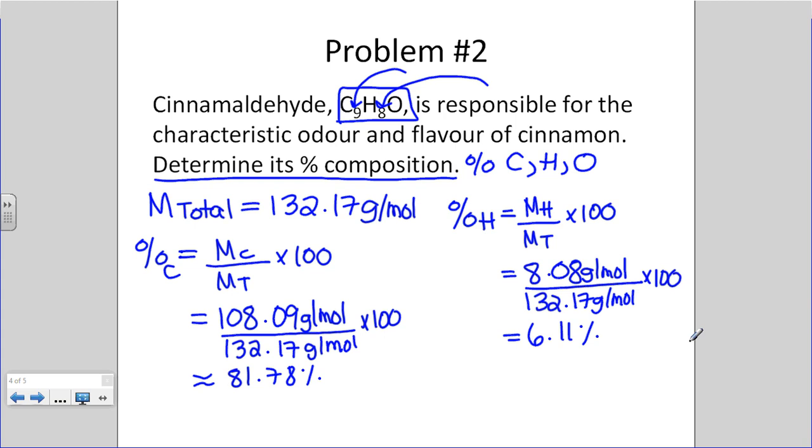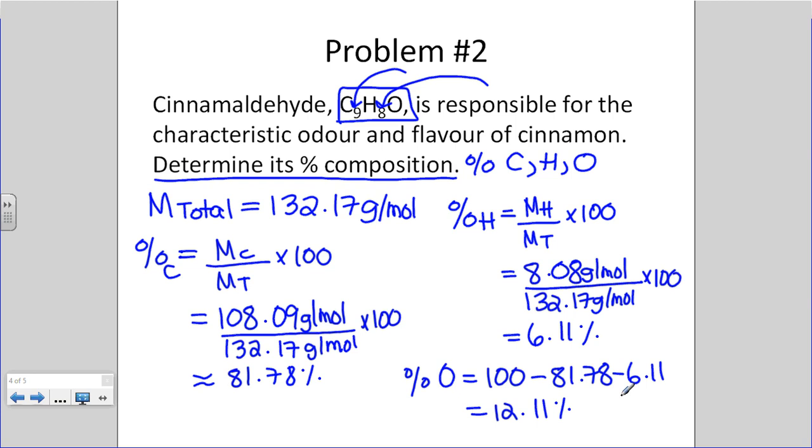For the last element, you can do the same process, find its molar mass, divide by the total, or we can use that same shortcut that we did previously. We know the total for percentage is always equal to 100, and now that we have 2 out of our 3 percentages, we can just subtract them from that 100, and we should be able to get our last percentage for oxygen. So 100 minus 81.78 minus 6.11, and you should be left with 12.11%. So that's another way you can calculate percent composition.